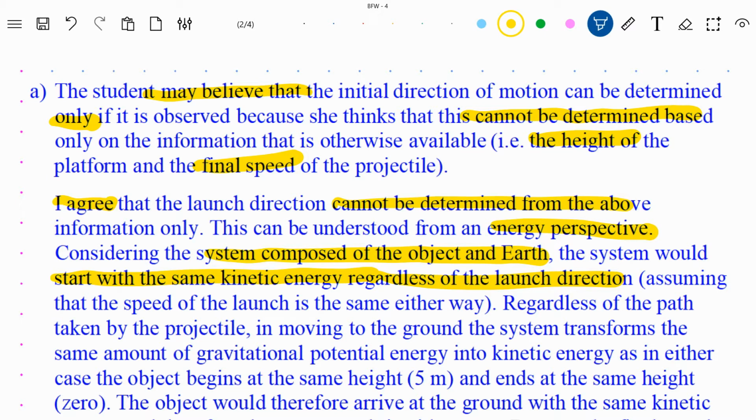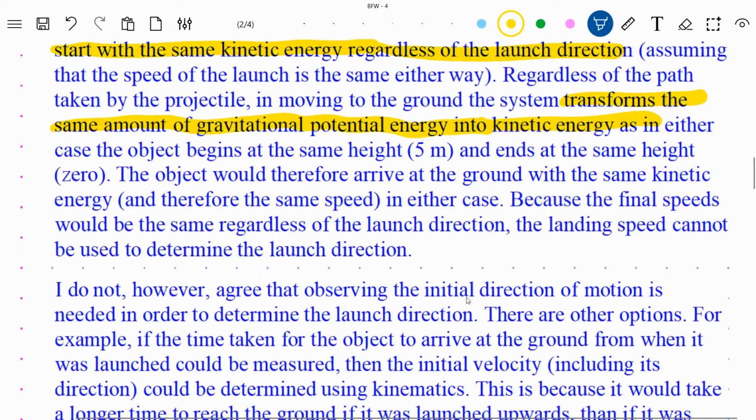And regardless of the path taken by the projectile in moving to the ground, the system transforms the same amount of gravitational potential energy into kinetic energy, as in either case the object begins at the same height, 5 meters, and ends at the same height, 0. And of course, I didn't say it, but that's measuring from the ground, which is very typical; usually you don't need to explain that.